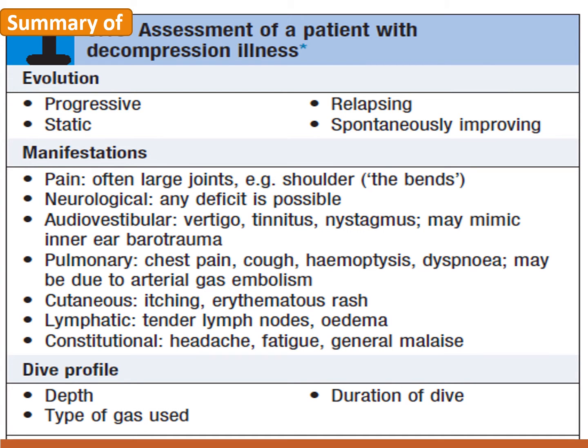This is a summary of assessment of a patient with decompression illness. Evolution: is it progressive, static, relapsing, or spontaneously improving? Manifestations: pain, often in large joints, e.g. shoulder, the bends. Neurological: any deficit is possible. Audiovestibular: vertigo, tinnitus, nystagmus may mimic inner ear barotrauma. Pulmonary: chest pain, cough, hemoptysis, dyspnea may be due to arterial gas embolism. Cutaneous: itching, erythematous rash. Lymphatic: tender lymph nodes and edema.